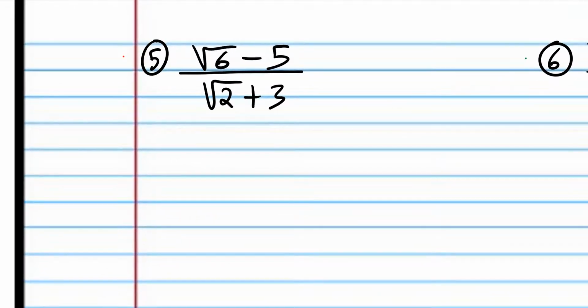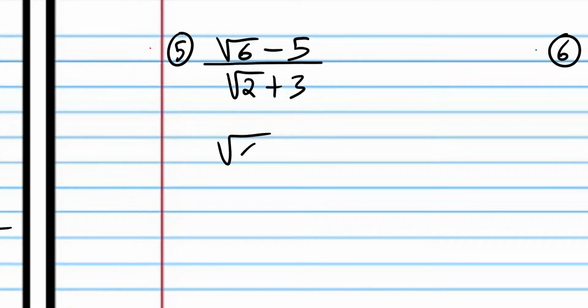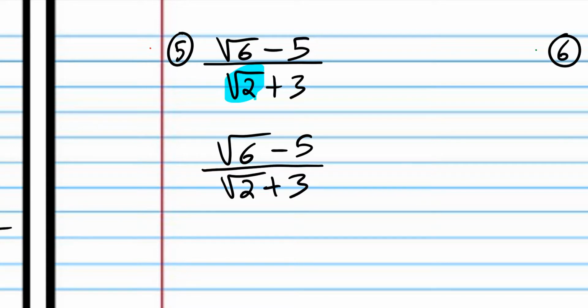This problem is different because we have a binomial in the denominator, but we also have a binomial in the numerator. But there's nothing really different about the technique to get rid of the root in the denominator. Remember, we're trying to get rid of the root in the denominator. We don't care about roots in the numerator.